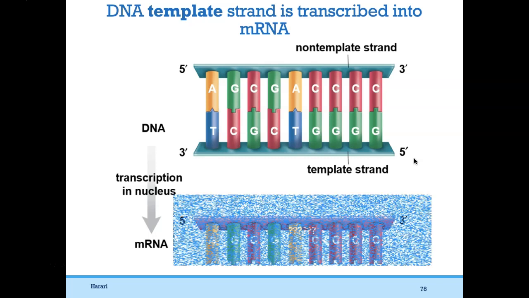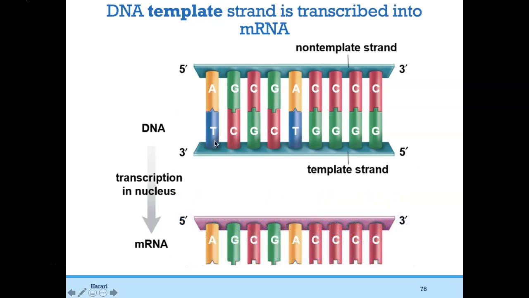So what you would see is 5', right? If there's a T here, there would be an A in the mRNA, right? This is RNA polymerase doing this. So if it sees a T, it'll pull an A. If it sees a C, it'll put a G. G, C, C, G, T, A, and then C, C, C, C, 3'. Never forget the 5' and 3', right?